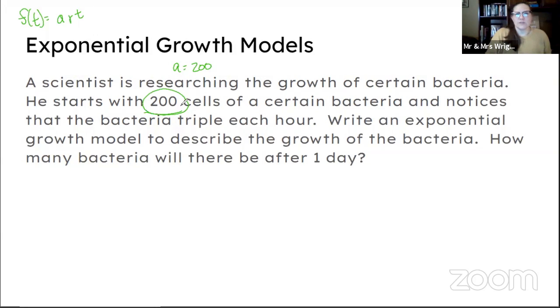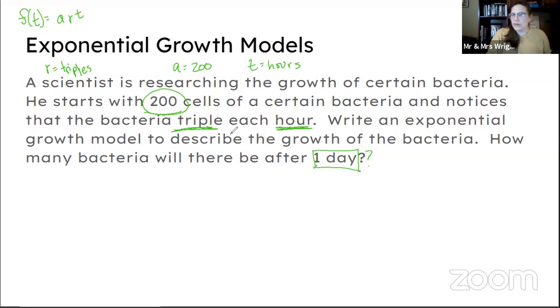So he starts with 200 cells of a certain bacteria and notices that the bacteria triples each hour. T is going to be hours, and it triples, so our rate is 3. Write an exponential growth model to describe the growth of the bacteria, and how many bacteria will there be after 1 day? That's the question we're looking for.